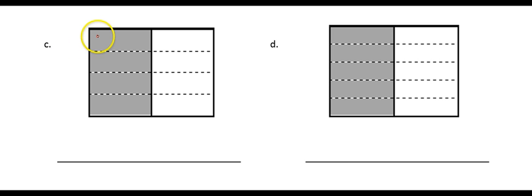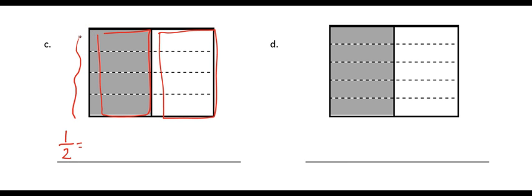For problem C, again, we started by breaking the model into halves. So I have 1 shaded piece out of the 2 that make the whole. This time I divided it into 4 rows. So now instead of having 2 pieces that make up the whole, I have 8 pieces that make up the whole. And instead of having 1 piece that is shaded, I have 4 pieces that are shaded. That means 1/2 is equivalent to 4/8.